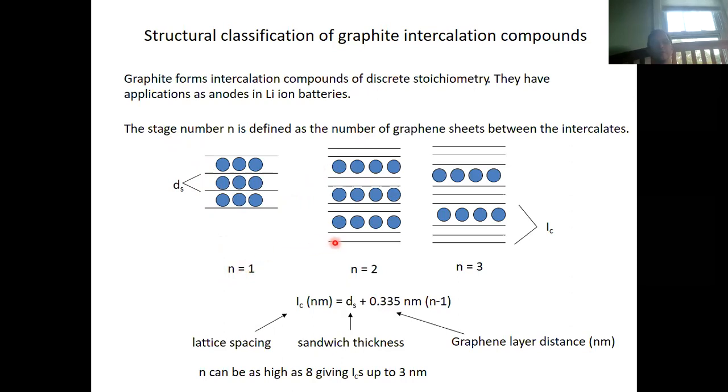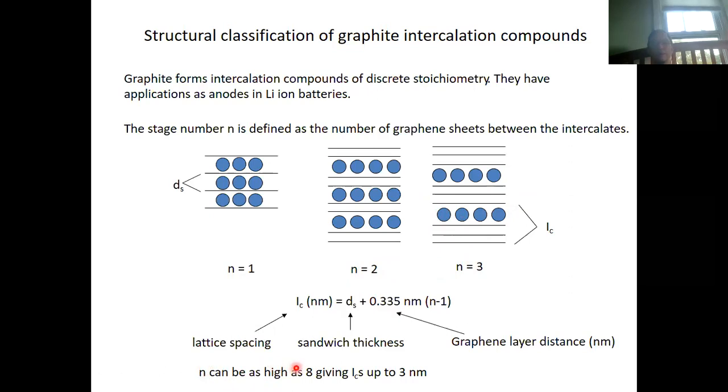Okay. If we intercalate an ion or a molecule in between every 2 graphene sheets, then the stage number is n equal to 2. If we intercalate a layer of intercalates in between every 3 graphene sheets, then we have a stage number of 3. Okay, so n can be as high as 8.